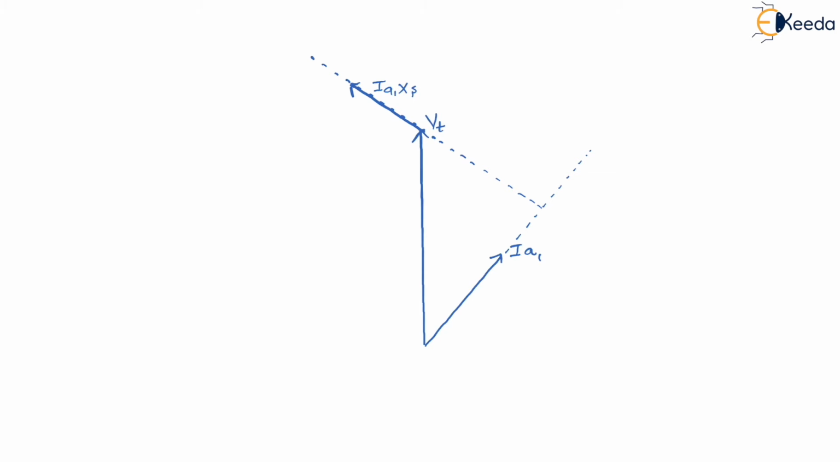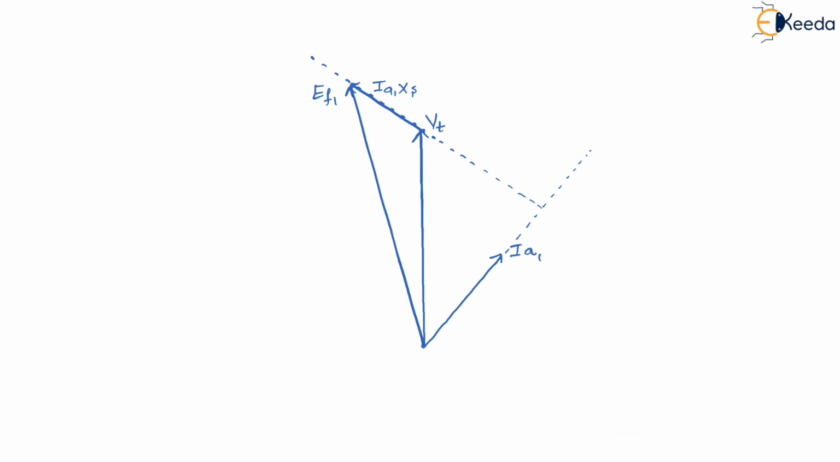And definitely VT plus IA1 axis will give you EF. We have seen that earlier as well, correct? In case of alternator, so I will be having my EF here. Let me consider this as EF1. Correct, guys? Okay, no problem. This is what we have understood, no problem till now.